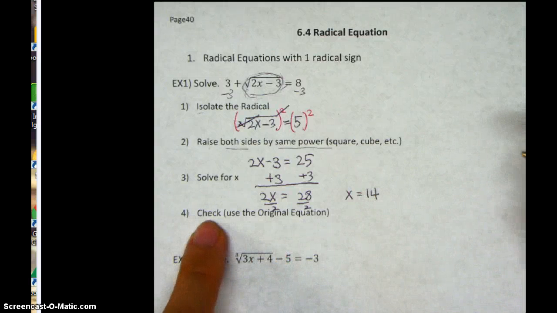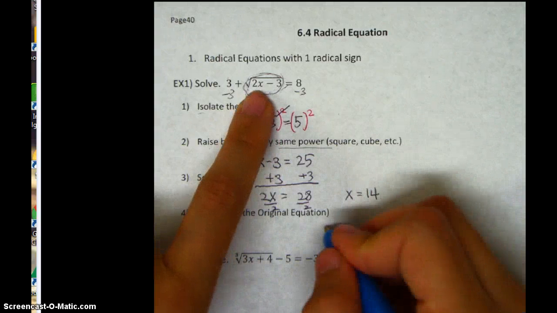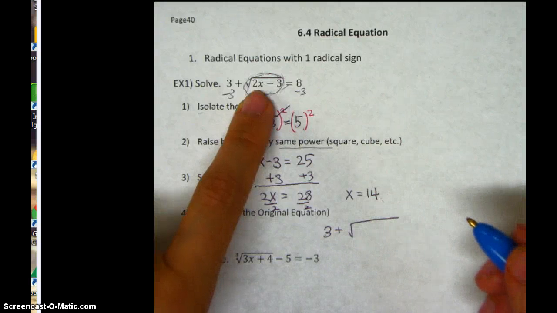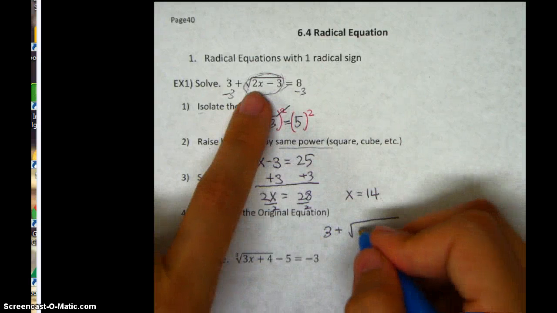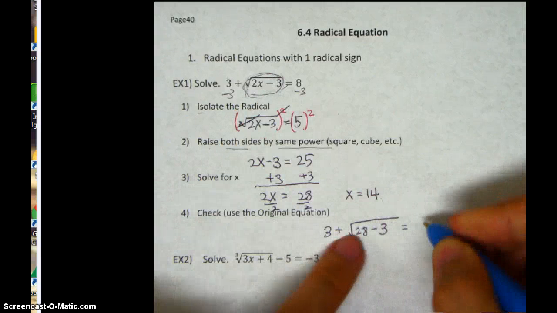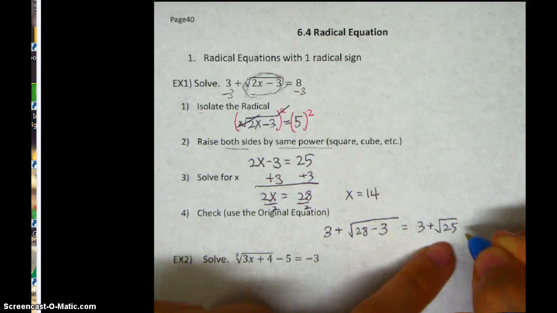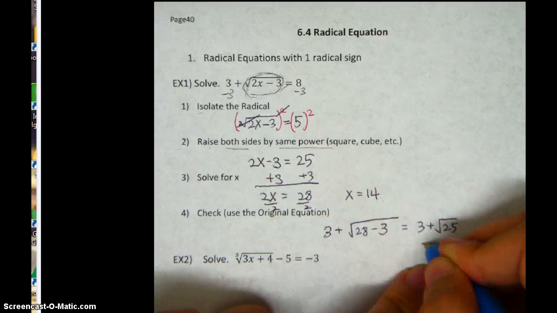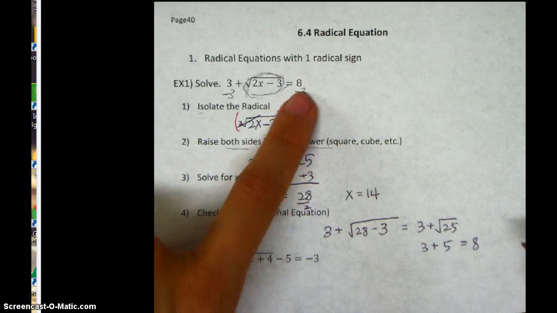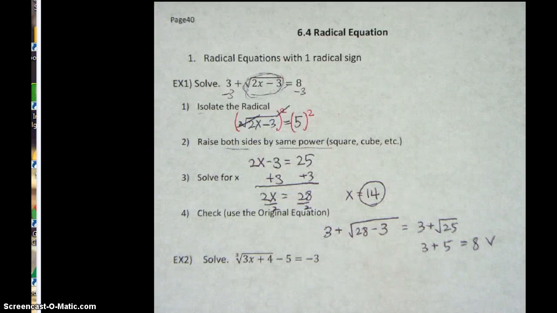Last step is to check your answer by plugging 14 into the original one. So 3 plus square root of 2 times 14 minus 3, which is 28 minus 3. So this is basically 3 plus square root of 25, and we know square root of 25 is 5. So that's equal to 3 plus 5, and that indeed equals 8, which is on the right side. So we know 14 is the correct answer.